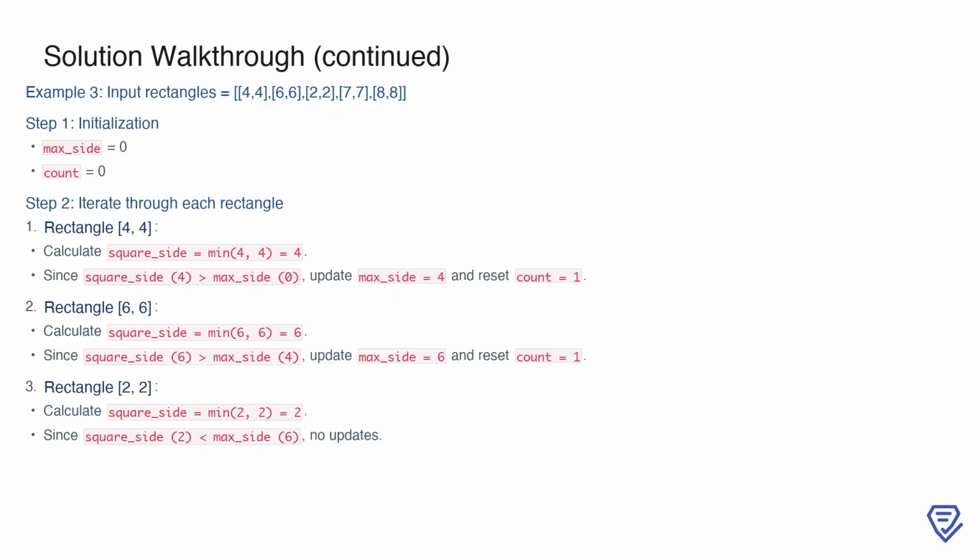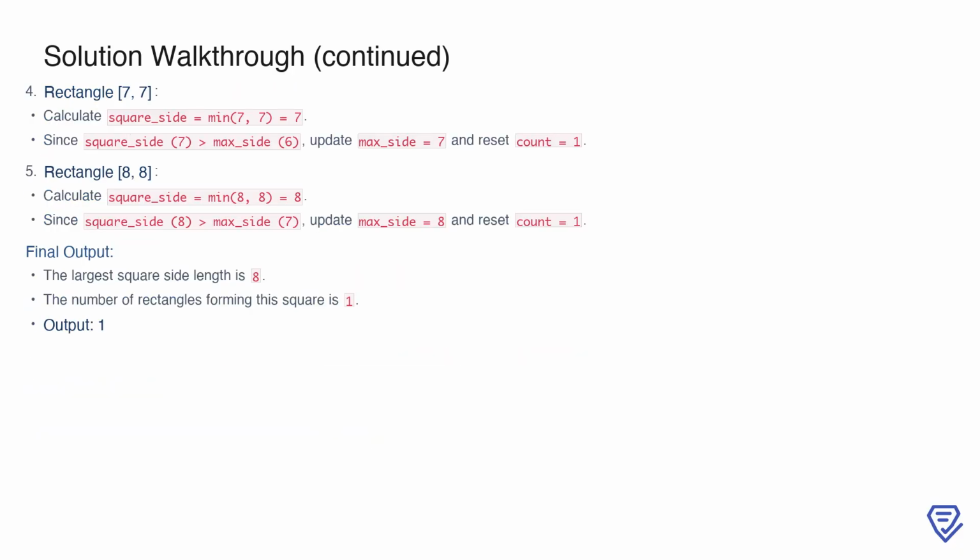For the second rectangle, 6, 6, the square side length is min(6, 6) equals 6. This value, 6, is greater than the current max_side of 4, so we update max_side to 6 and reset count to 1. For the third rectangle, 2, 2, the square side length is min(2, 2) equals 2. Since this value, 2, is less than the current max_side of 6, no updates are made.